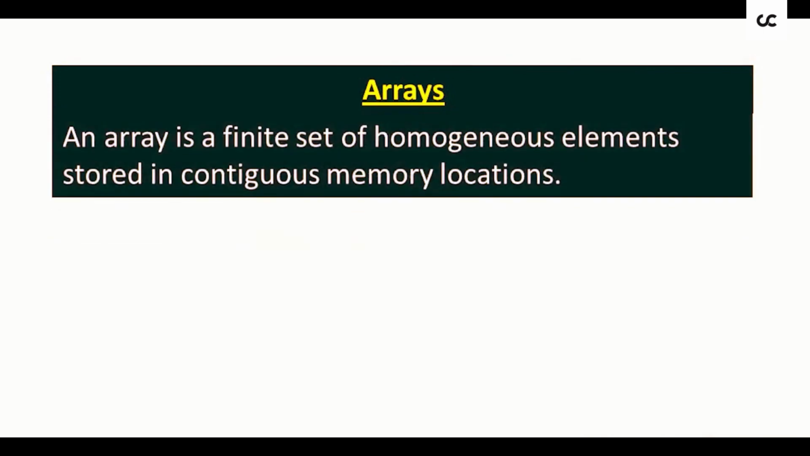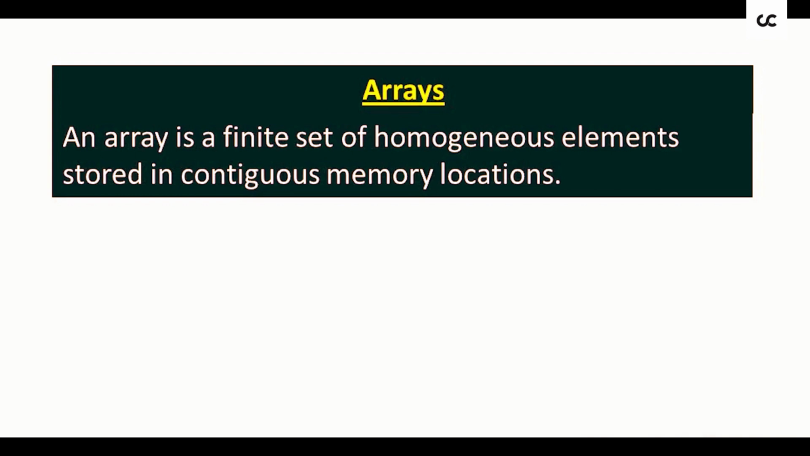Now I will give you an idea of arrays. By definition, we can say that an array is a finite set of homogeneous elements stored in contiguous memory locations. Okay, what is homogeneous? Homogeneous means belonging to the same data type. So it is diametrically opposite to heterogeneous. So homogeneous means belonging to the same data type.